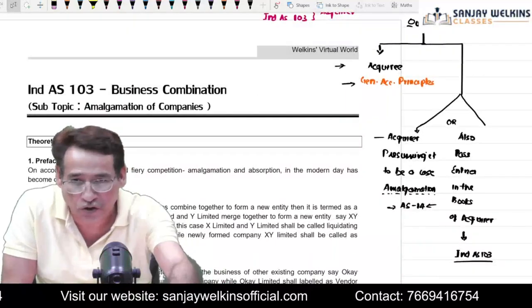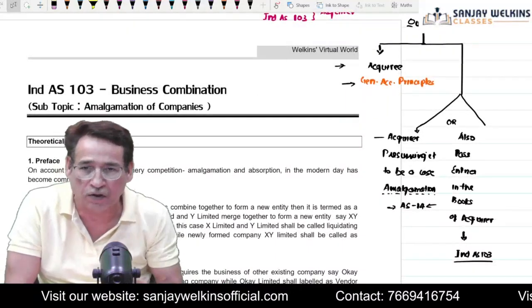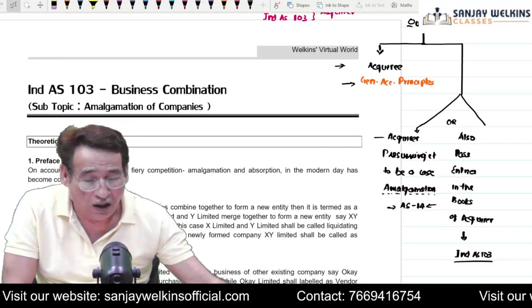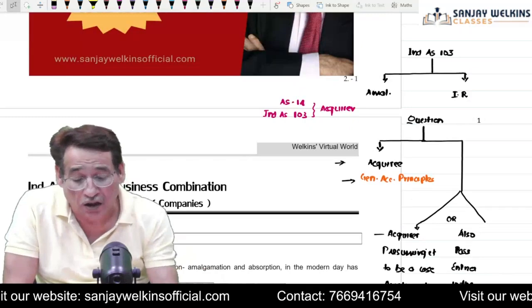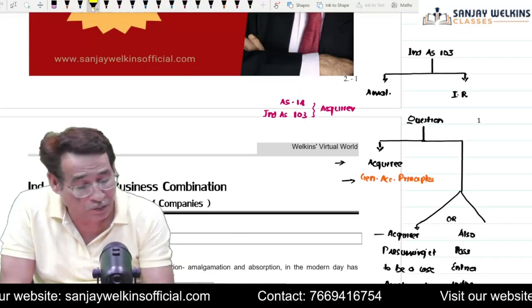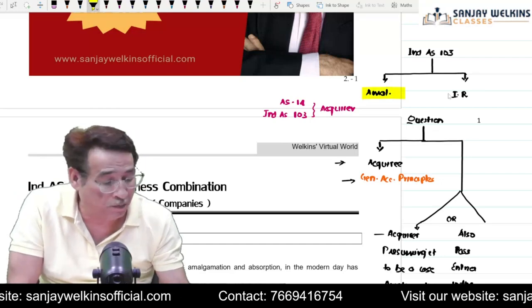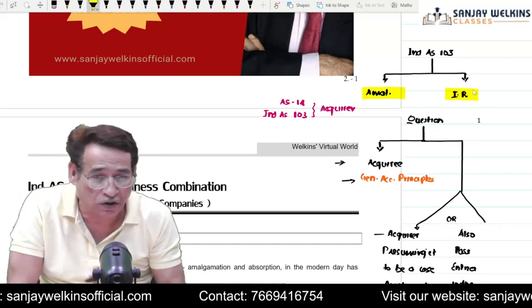As you can see flashing on your screens, Ind AS 103 business combination, and in the bracket I have written amalgamation of companies. Actually, while doing Ind AS 103, you must be aware that there are two subtopics in it. One is amalgamation of companies and another one is internal reconstruction of companies.